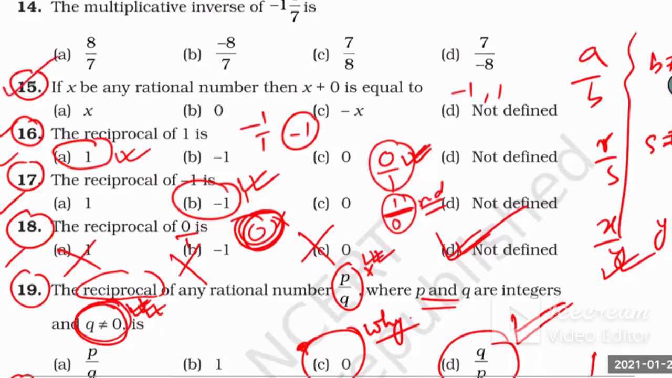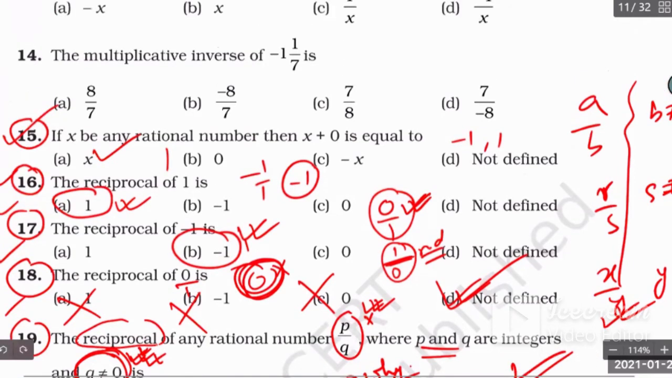Question number 15. If x is any rational number, then x plus 0 is equal to x. If you add 0, nothing will happen.